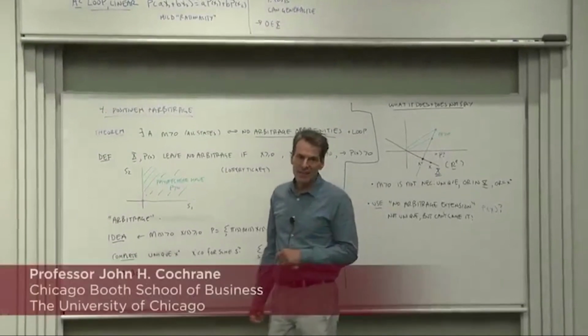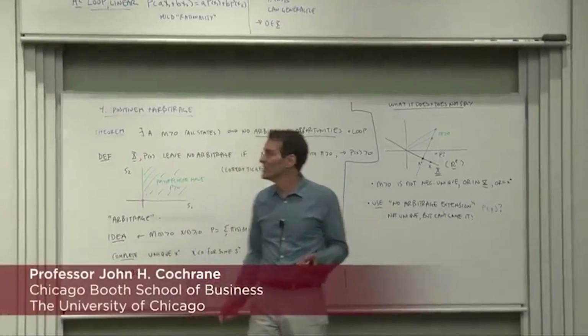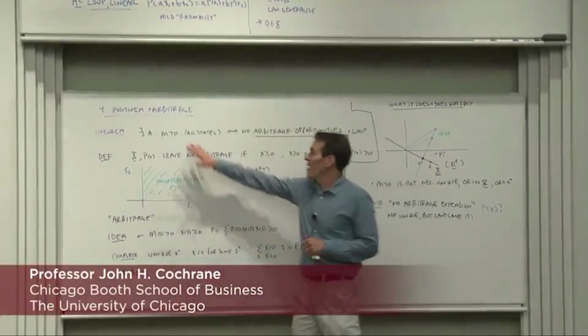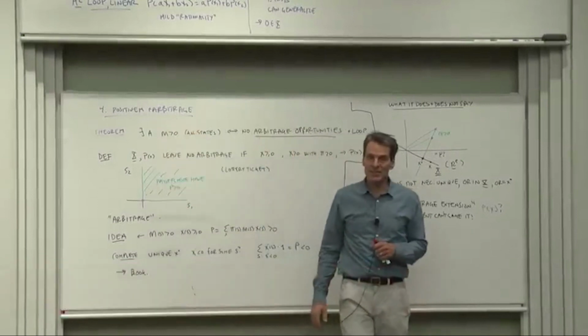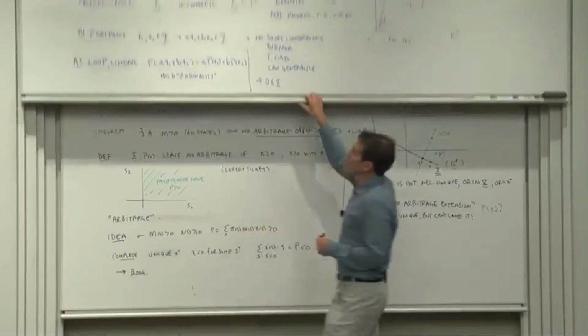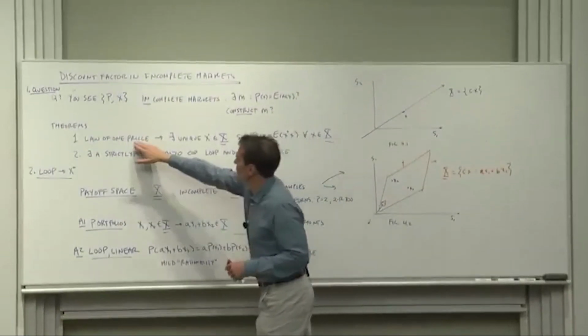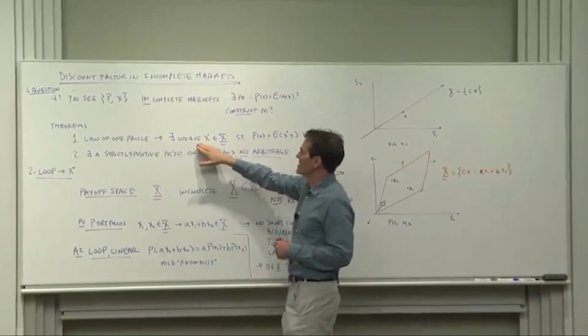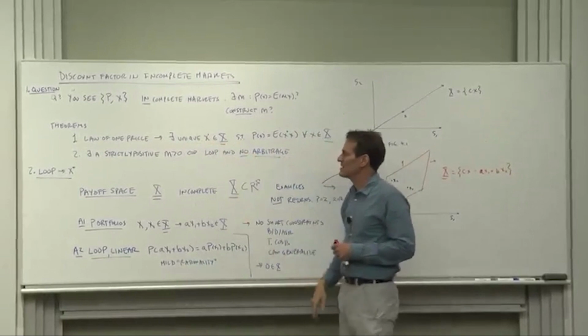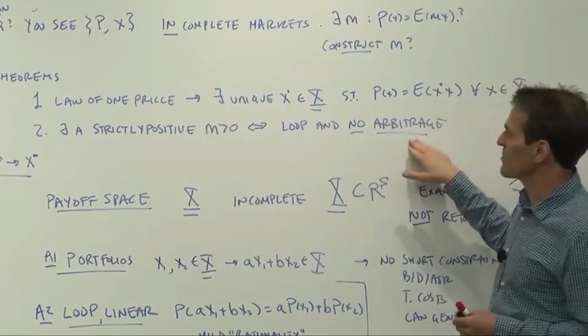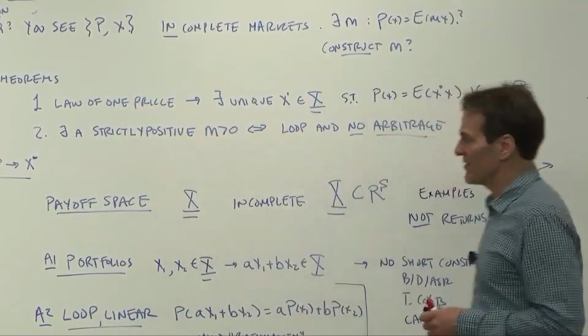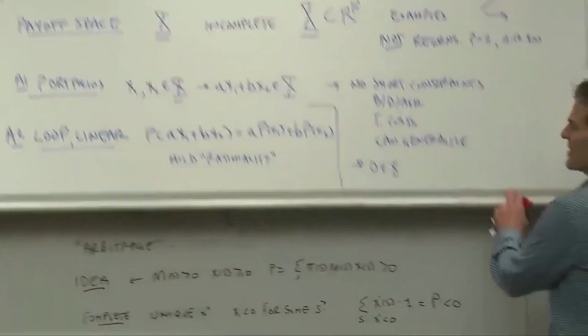So now to our second theorem about discount factors when markets are incomplete: positive discount factors and the absence of arbitrage. I mentioned there's two theorems we're chasing. The first one is that the law of one price implies a unique discount factor in the payoff space. Our second theorem is that no arbitrage implies a strictly positive discount factor. Let's go see what that means and how it works.